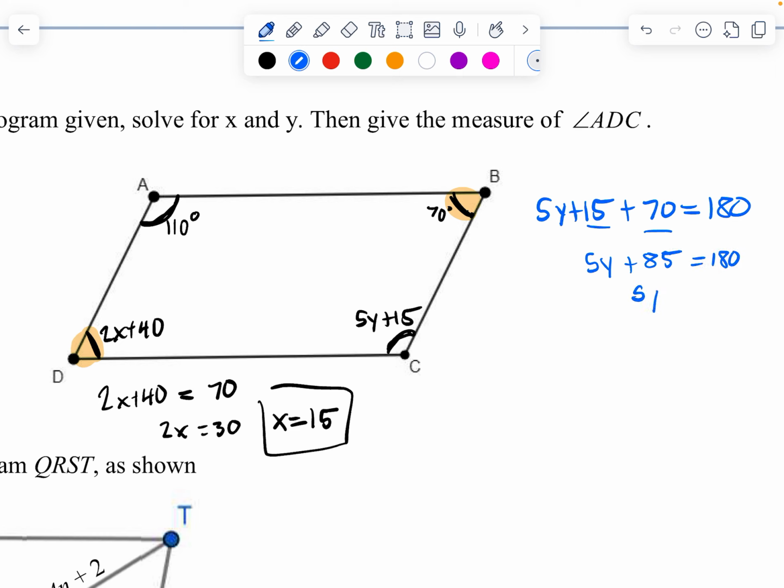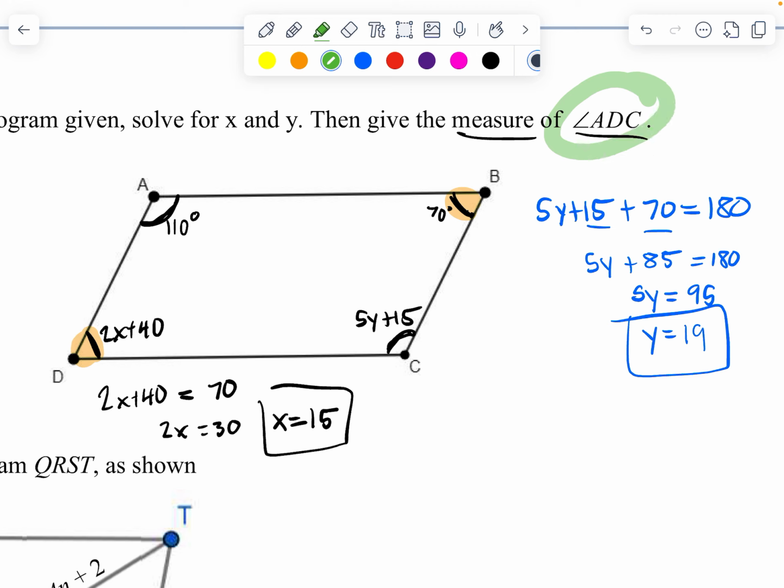Subtract that 85 over, 5y equals 95. And then you are almost done. Divide by 5, y equals 19. Solved, right? The last part is to find the measure, meaning the numeric value of angle ADC.